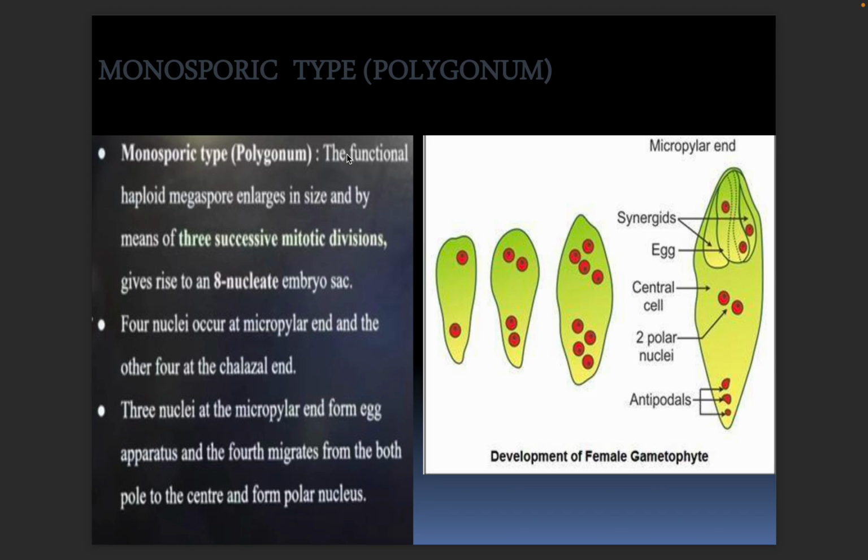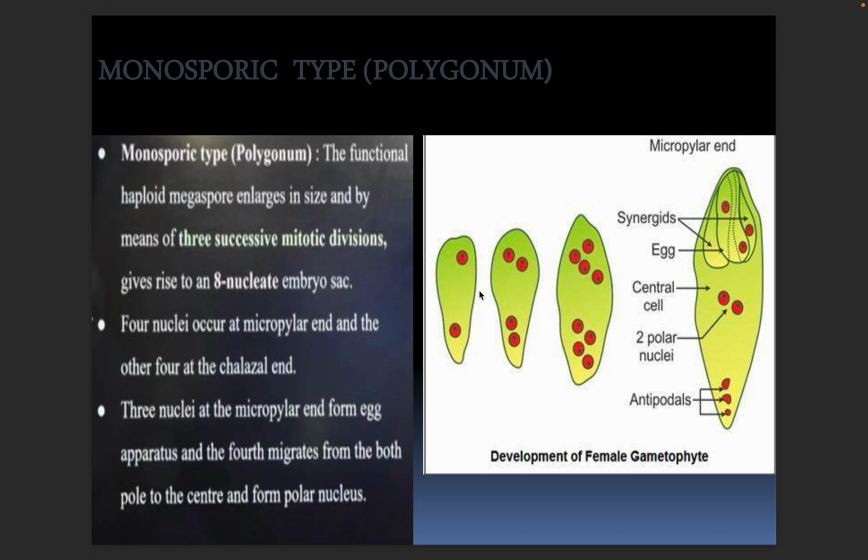So the functional megaspore will further enlarge in size, and by means of 3 successive mitoses. How? Mitosis 1, mitosis 2, mitosis 3. There was just one single megaspore, one mitosis, and you can see it divided into 2. You can see 2 nuclei over here. Further it will divide: 1, 2, 3, 4. Further it will divide: 1, 2, 3, 4, 5, 6, 7, 8. So an 8-nucleate embryo sac will be formed at the end.